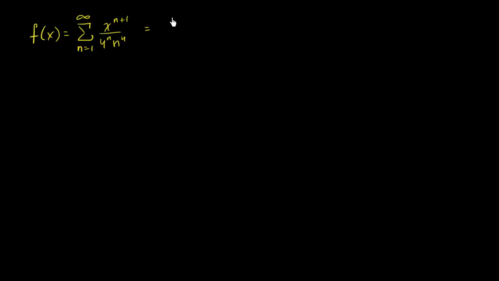When n is equal to 1, this is going to be x squared over 4 times 1 to the fourth. So it's just going to be x squared over 4. When n is equal to 2, this is going to be x to the third power over 4 squared times 2 to the fourth power. And we know this, of course, is 16 times 16, which would be 256, but I'll just leave it like that for now. Plus, when n is 3, this is going to be x to the fourth over 4 to the third power times 3 to the fourth. So it's really going to be 4 to the eighth power.